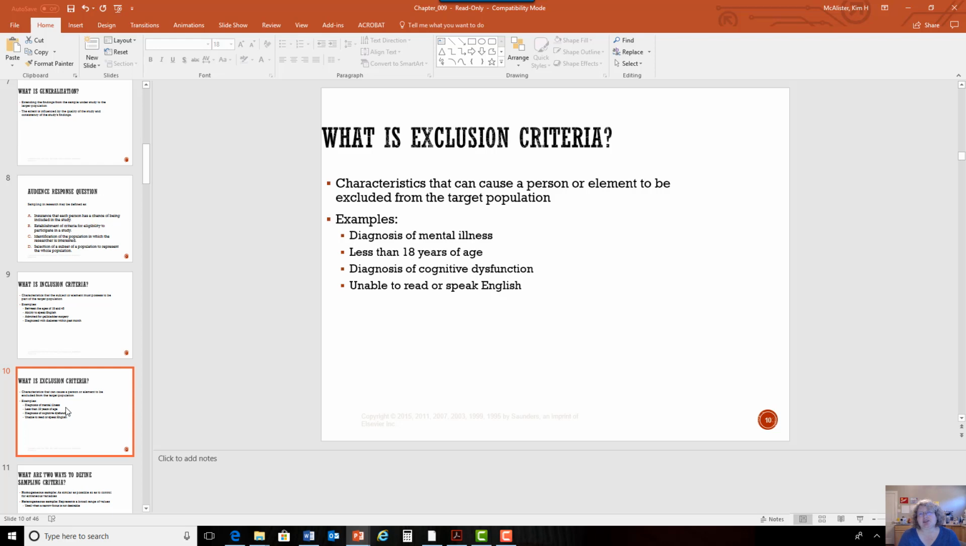So just like inclusion criteria means everyone who can be included, exclusion criteria means everyone who cannot be included. And so in certain studies, you might not want to include people with certain illnesses. You might not want to look at children because of the problems with experimenting with children. You might want to exclude any women who are pregnant or breastfeeding, and so it goes.